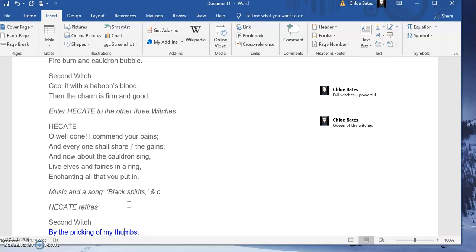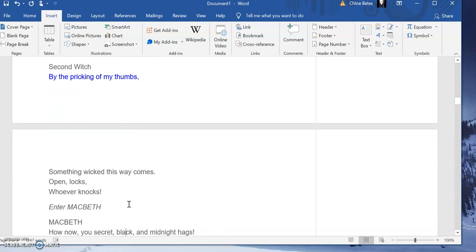By the pricking of my thumb, something wicked this way comes. Open locked, whoever knocks. Ooh, someone's coming. And something wicked as well.